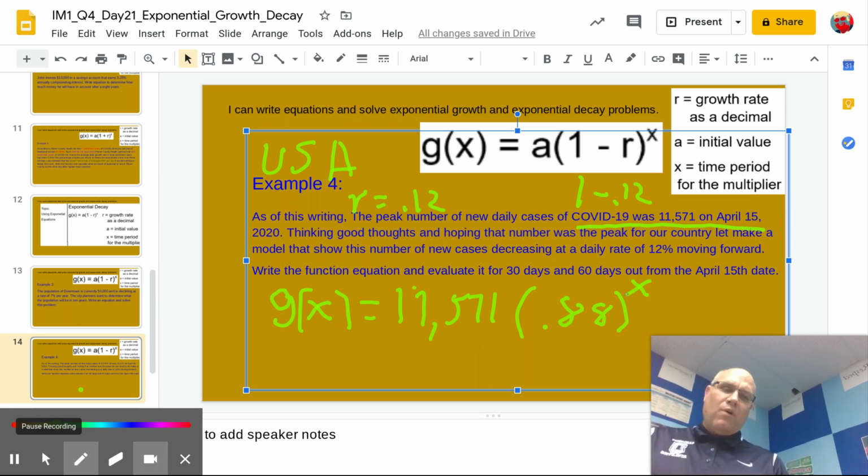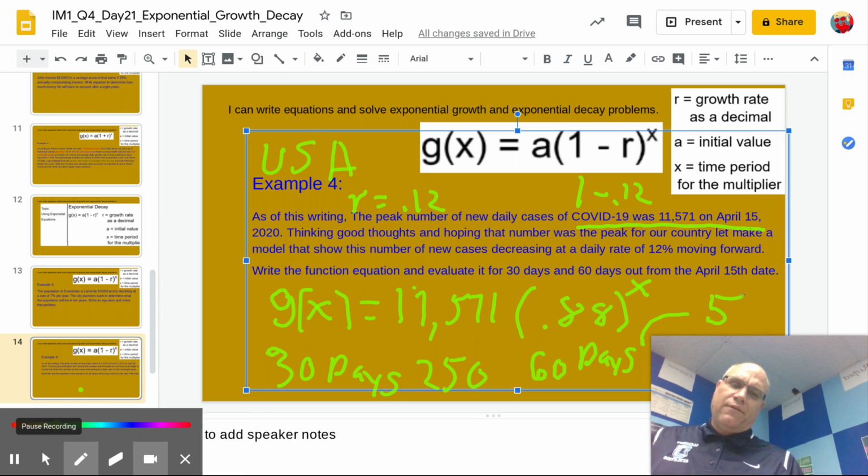So now if we want to solve this for 30 days or 60 days or whatever, we just substitute x with that number. So I'm going to do it on the calculator for 30 days, and then I'll do it for 60 days. You want to try it? See if you can get what it would be after 30 days. All right, so for 30 days with this model that I created here, we would be down to just 250 new cases in the United States. So from April 15th, about mid-May, we'd only be getting 250 new cases a day.